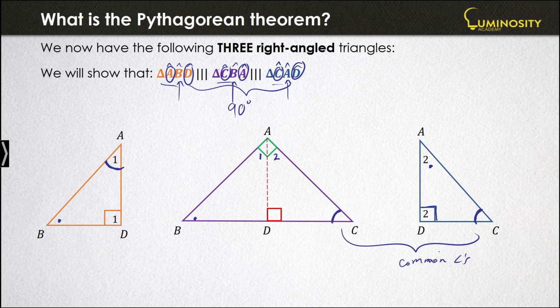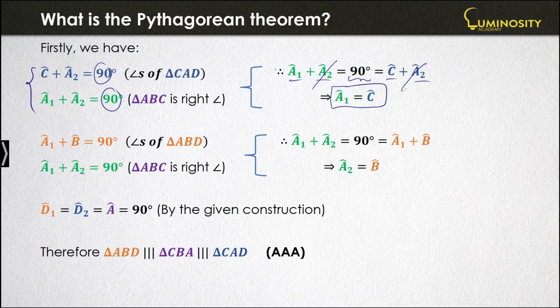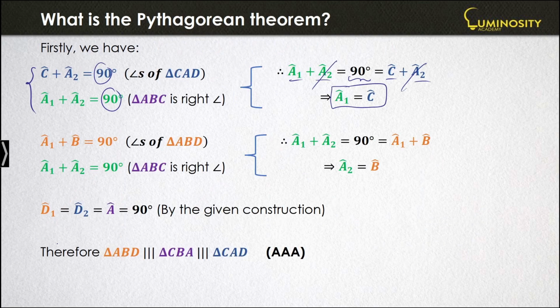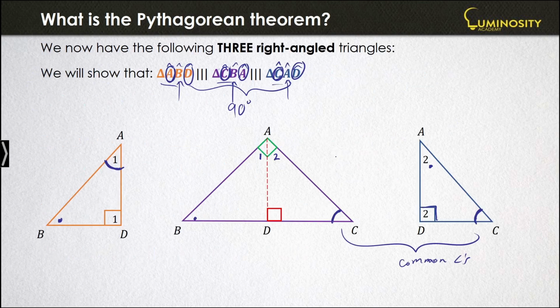And those two common angles are equal to angle A1. So therefore, we've shown this angle A equals angle C, okay? And then similarly, we can also show that if you look at triangle ABD, the orange one here, angle A1 plus angle B is 90 degrees, again by sum of angles in a triangle. And then again, using the fact that A1 plus A2 is 90 degrees, we can equate them again, just like we did on the top here, and then subtract angle A1 from both sides and show that angle A2 is equal to B.